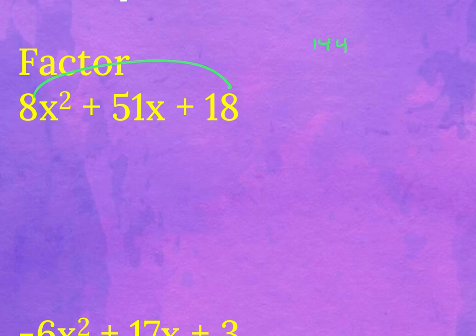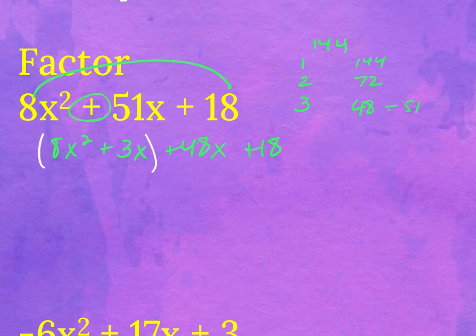144. And then the factors of 144 that are positive, so that they're positive because this middle term is positive. I could do 1 and 144. I could do 2 and 72. I could do 3 and 48. And those are the ones that add to 51. So I replace my middle term: 8x squared plus 3x plus 48x plus 18. And then factor by grouping.